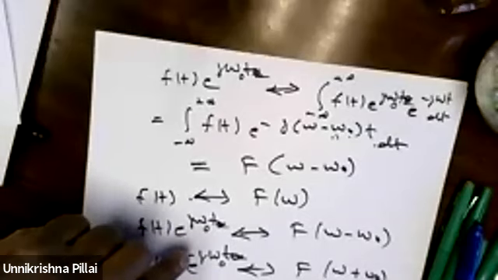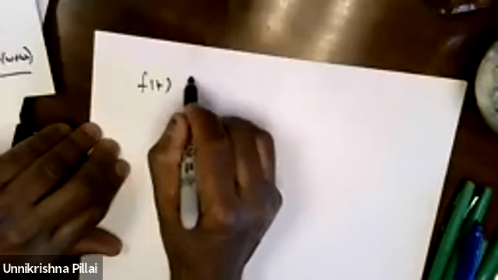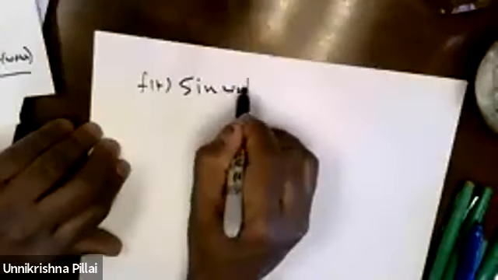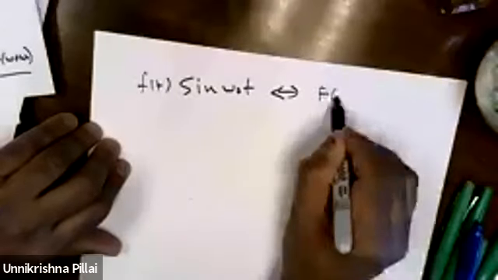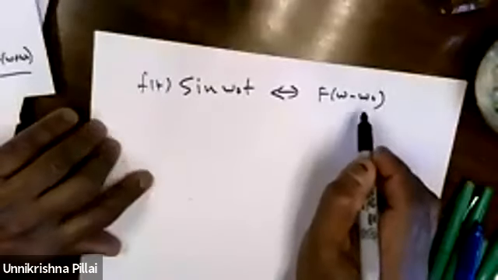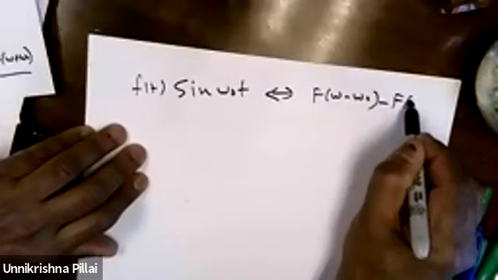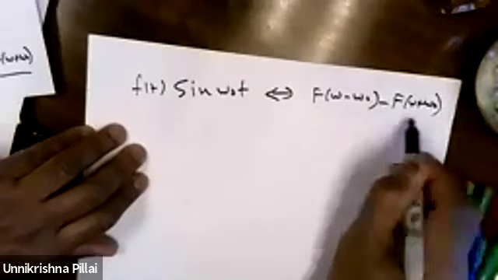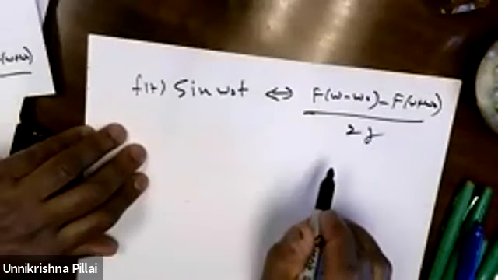Similarly, if you take the difference, you will get a 2j sine omega. So I'll write that too. So you get f(t) sine omega naught t. The transform is F of omega minus omega 0 minus F of omega plus omega 0, divided by 2j.